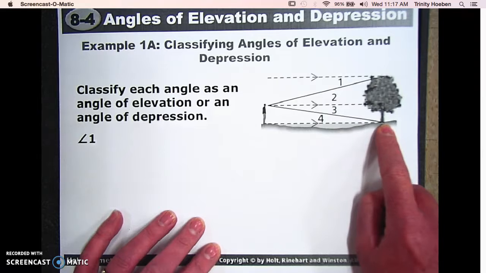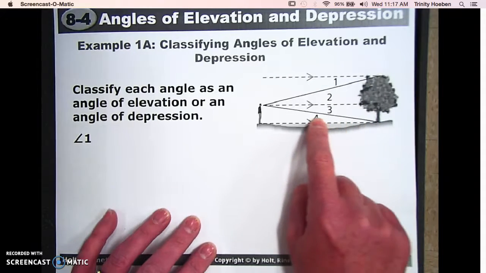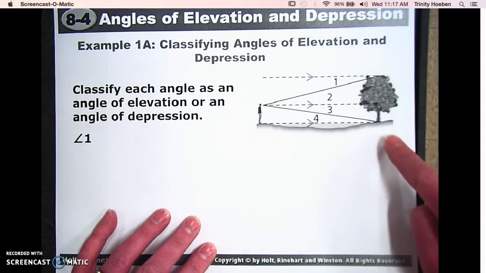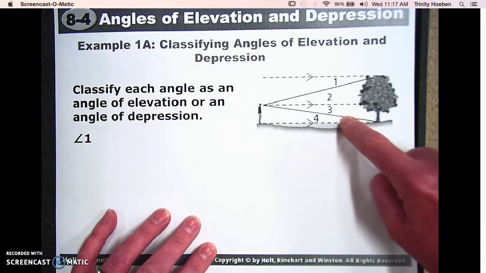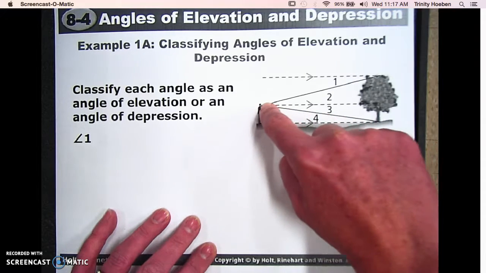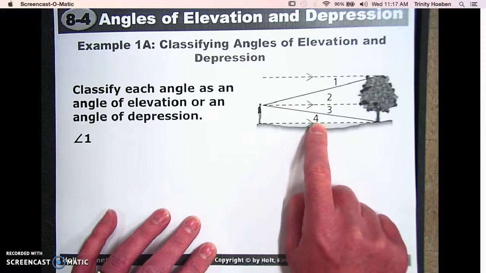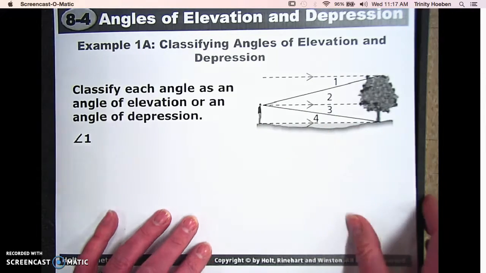And the last one, here's your horizontal line, that's the ground. And the other line right here that's sharing going up to the person's eyes creates an angle of elevation. Okay, good. All right, so you guys got those.